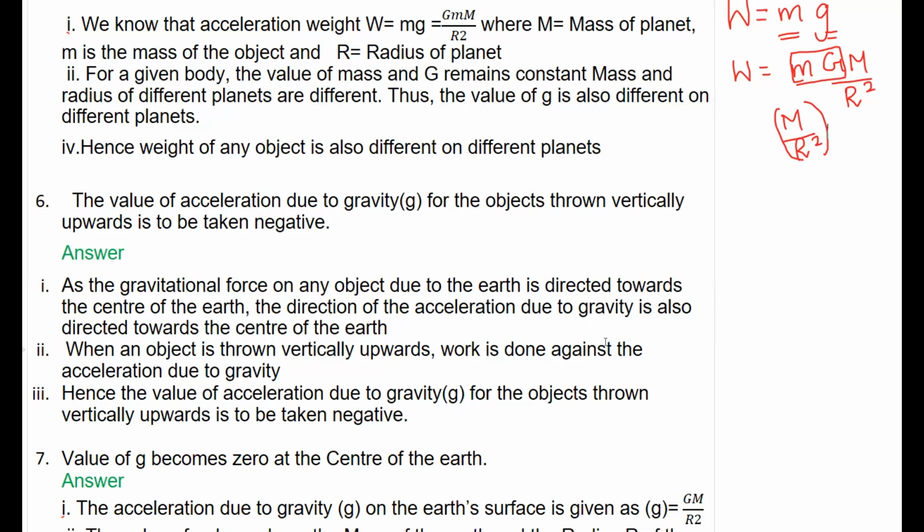Here the object is moving upwards. So work is done against acceleration due to gravity. The object is moving against gravity. That is why the value of acceleration due to gravity is taken negative for an object moving upward.